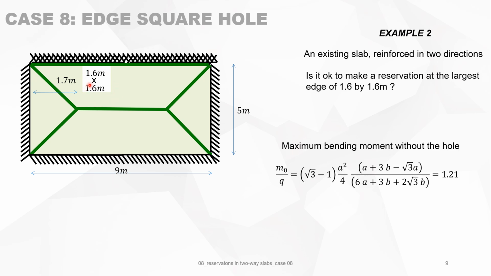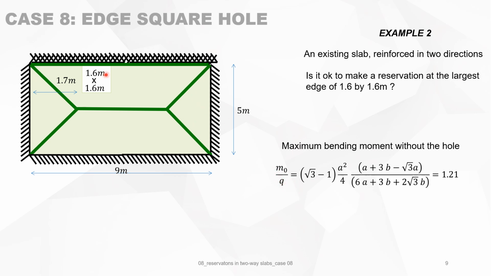So how can we tackle this? Well, because we do not know the total load, we divide the bending moment by the total load. So M0 is the maximum bending moment or plastic bending moment that the slab was originally designed for.